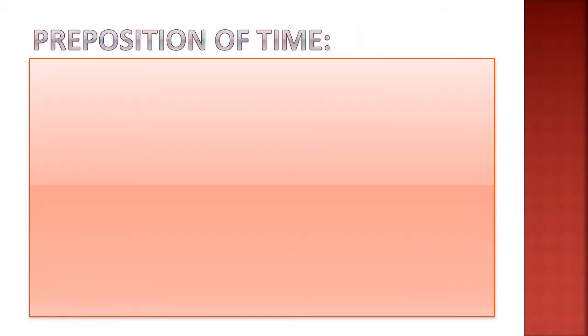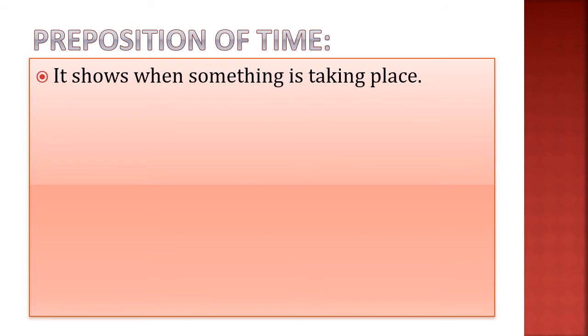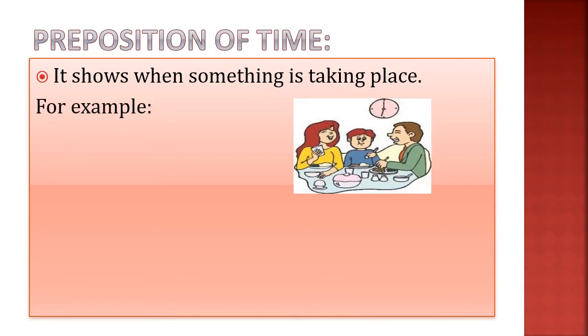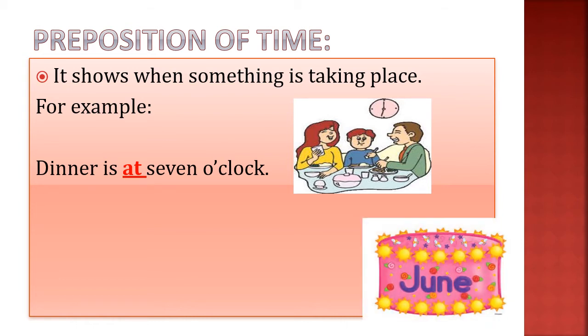अब हम आएंगे preposition of time की तरफ. So preposition of time shows when something is taking place. यानी ये हमें बताएगा, ऐसी time related prepositions होती हैं. Let's see some examples. Dinner is at 7 o'clock. So here the time is being shown. So at is pointing to the time. So at is a preposition of time.